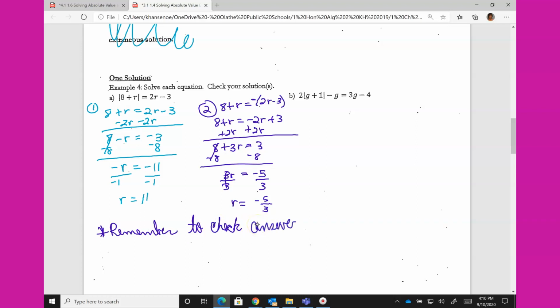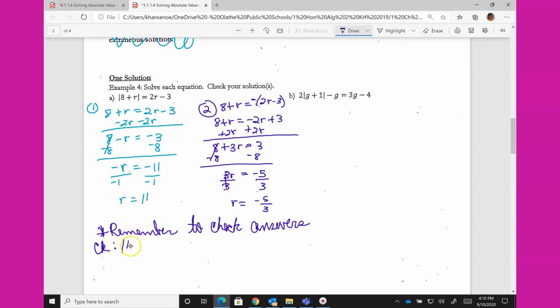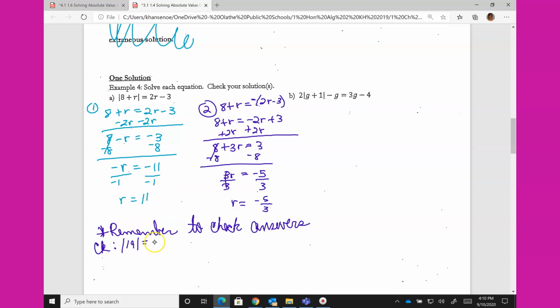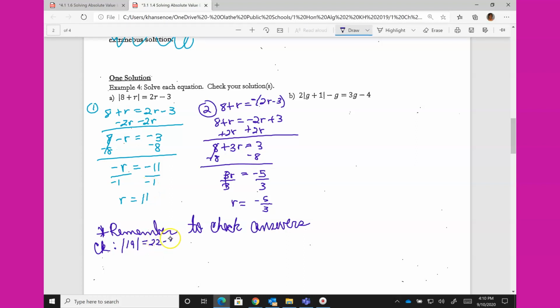Okay, so this one's a little harder to check. What we're going to do is plug in 11 up here. Here's my check. I'm going to have 11 inside the absolute value, which is 19. So I get absolute value of 19 on that side. Equals, I plug in 11, I get 22 minus 3, which is 19. So that one works.